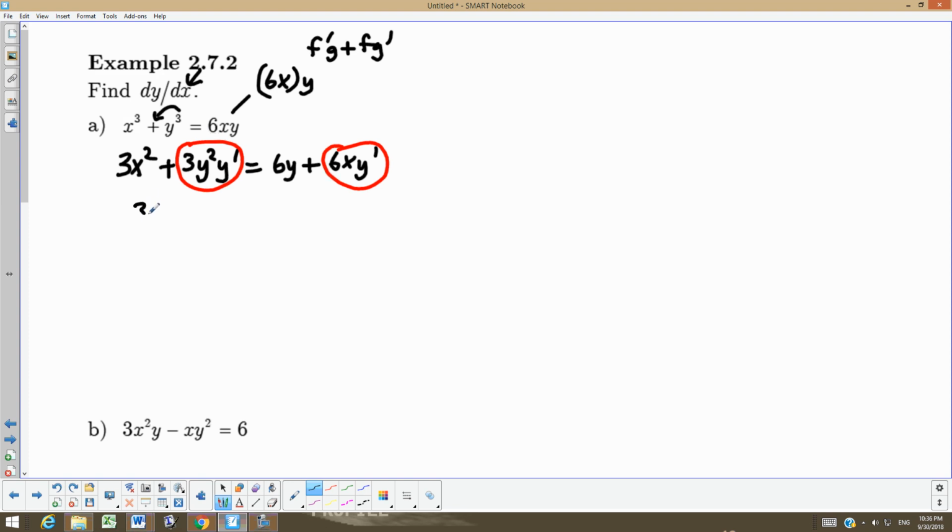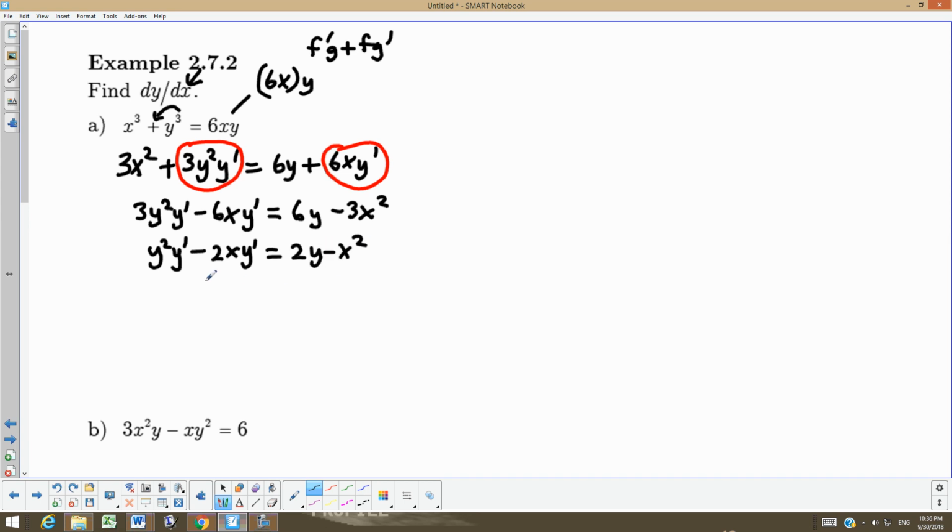So basically I've got 3y squared y prime minus 6x y prime. Okay, and then the other two terms, I'm going to dump them over to the other side. So 6y minus 3x squared. And actually, before I go any further, I noticed that all of the terms are divisible by 3. So I could actually simplify right now. So y squared y prime minus, divide this by 3, is 2xy prime, is equal to, divide by 3, is 2y, divide by 3 is minus x squared.